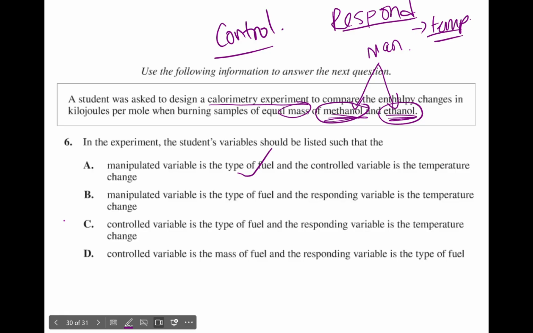So going through this, manipulated is definitely the type of fuel. Controlled is not the temperature. Manipulated, type of fuel. Responding is the temperature change. That to me looks like the answer. Let's just check the rest. Controlled, type of fuel. Nope, that's manipulated. And D, controlled, variable in the mass. Nope, because it said it was equal.